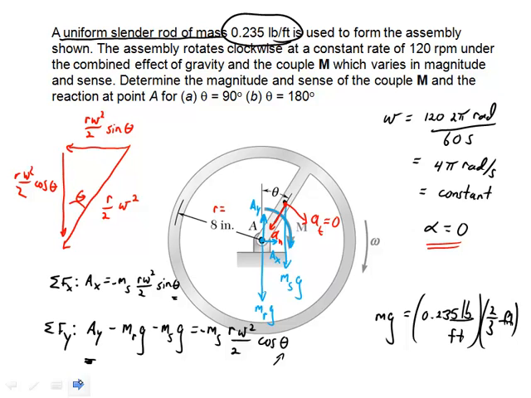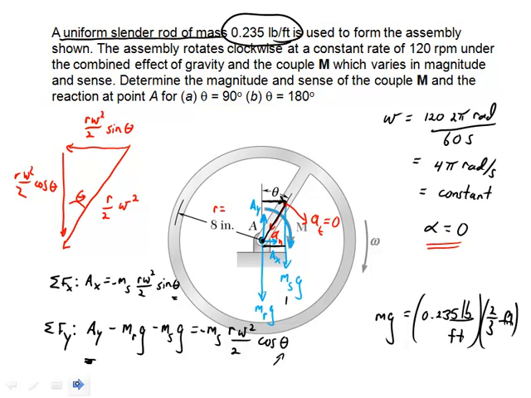Then we'll look at the moments. I'm going to sum my moments about the center right here at A, because if I do that, A sub y, A sub x, and the mass of the ring all go away. The only thing I'm left with is the moment due to the mass of the spoke times g, and I'll need to multiply that by this distance here. Again, in this triangle, here's 4 inches, there's the distance I'm interested in, and this is the angle theta.